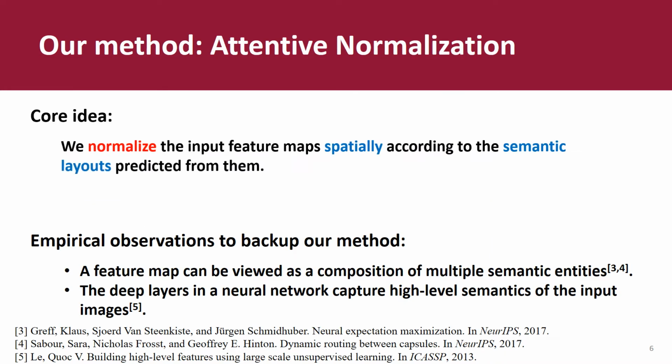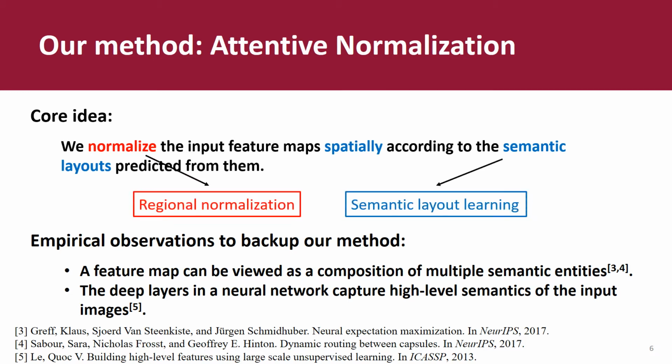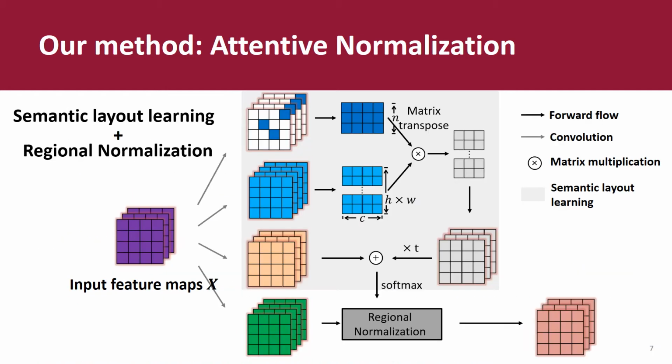In this paper, we normalize the input feature maps spatially according to the semantic layouts predicted from them. It improves the distance relationship in the input as well as preserving semantics spatially. Our method is formed by semantic layout learning and regional normalization. The former produces semantic-aware masks that divide the feature map into several parts. With the semantic layout, spatial information propagation is conducted by the independent normalization in each region.